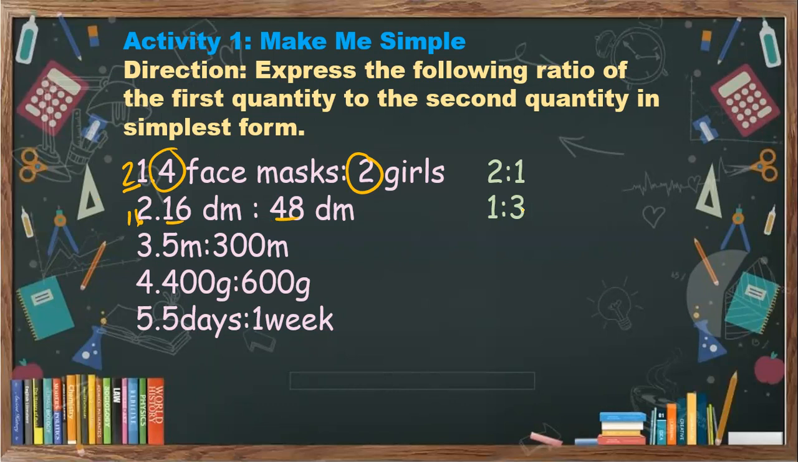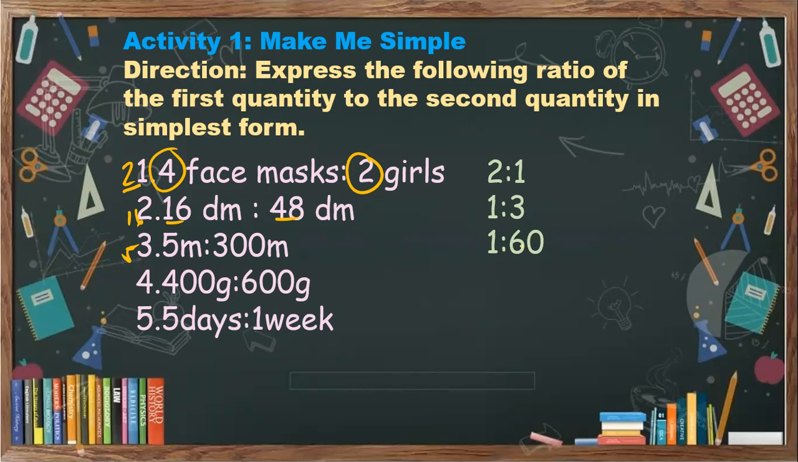Next, 5 meters is to 300 meters. What do you think is the answer? Correct. 1 is to 60. So we divide both numbers by 5. 5 meters divided by 5 is 1. 300 divided by 5, the answer is 60.